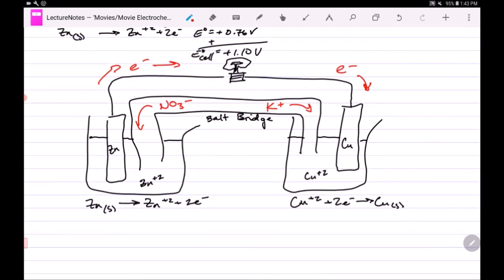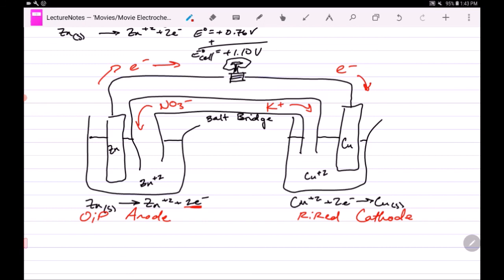Label the anode and the cathode. If this thing has electrons on the reactant side, then it's the reduction reaction. That would make this the cathode. If this thing has electrons on the product side, then that would make this the oxidation, and this thing would be the anode. And if you were to measure the electrical potential of that wire, it should come out to be 1.10 volts.